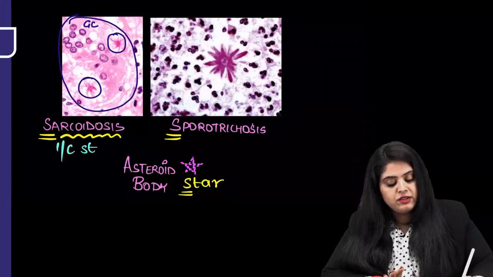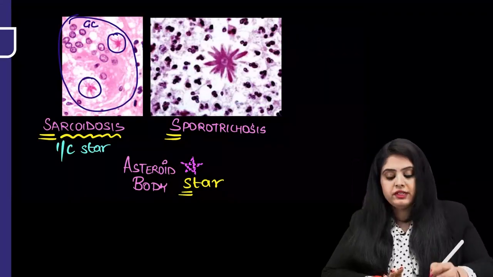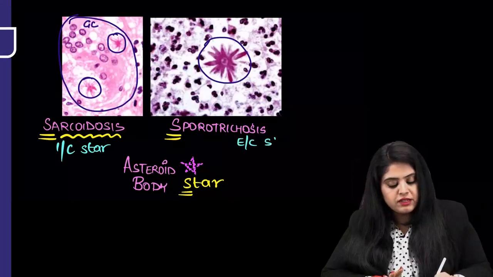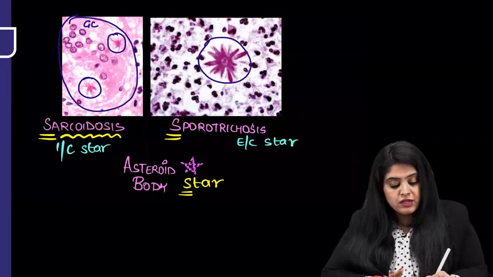There is an intracellular star that I'll see, whereas in sporotrichosis, the star is out in the open. There is an extracellular star that I'll see. And how will you not get confused?